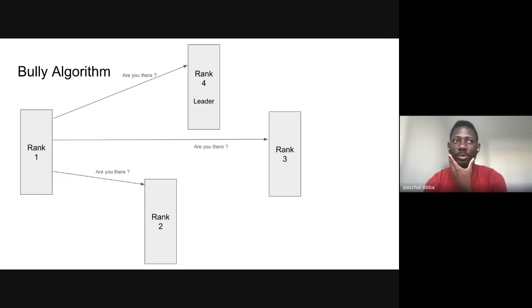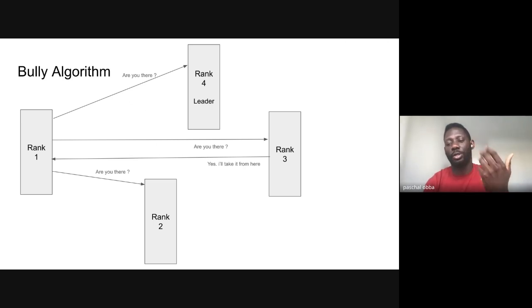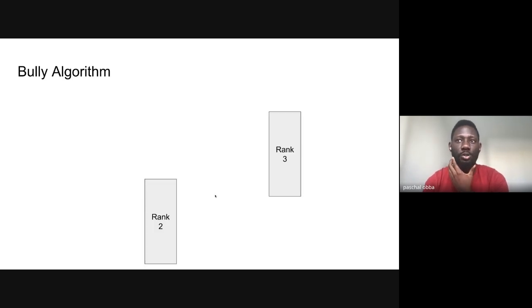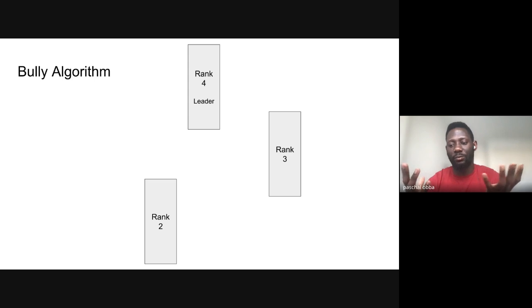And it reaches out to the other nodes. Every ranked process reaches out to all the processes higher than it in rank. Since this is rank 1, it reaches out to all the other processes because it's the lowest. So, are you there, rank 3? Are you there, rank 2? And rank 3 says, oh yeah, I'm okay, I'm here. So keep quiet, I'll take it from here. Because rank 3 is higher than rank 1, you don't need to worry, I will handle the election process from here. Rank 2 also says, I'll take it from here, because rank 2 is higher than rank 1. So now we have rank 2, rank 3, and rank 4, because rank 1 isn't involved in the process anymore.